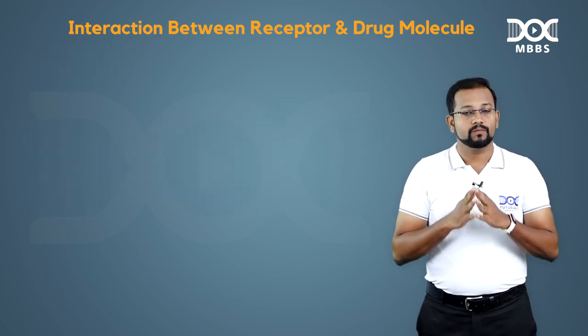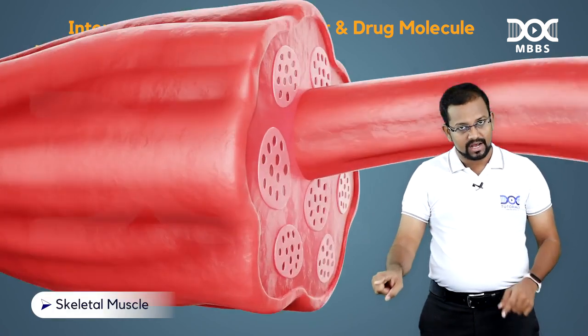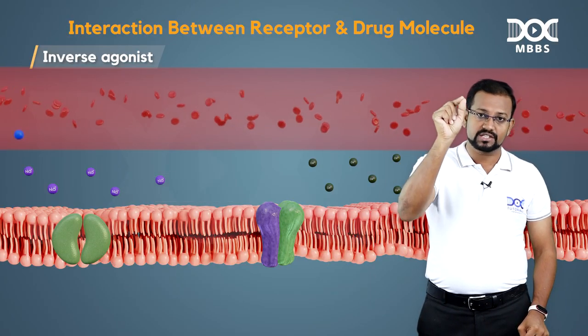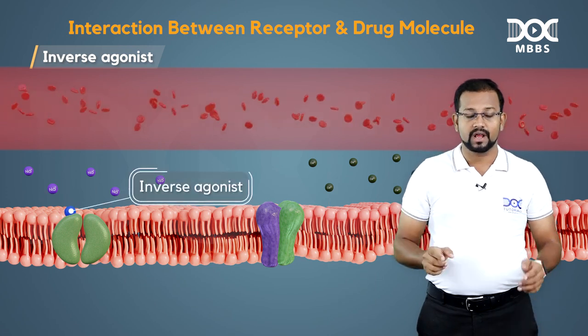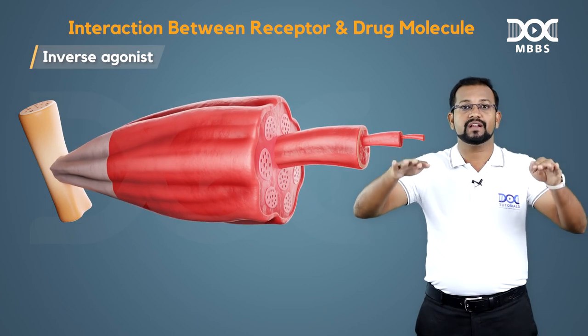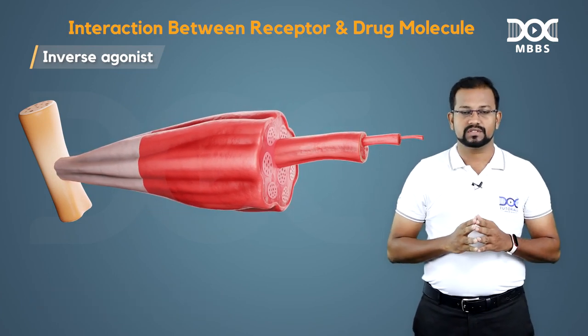Is that clear? Moving on to the last one, inverse agonistic agent. Again we have a cell, we have a receptor, now we have an inverse agonistic agent. This inverse agonistic agent is coming and binding with the receptor. Now what will happen to the muscle, guys? Now it's an inverse process. The muscle is going to get relaxed. The opposite action tends to occur. That's why it is called as an inverse agonistic agent.